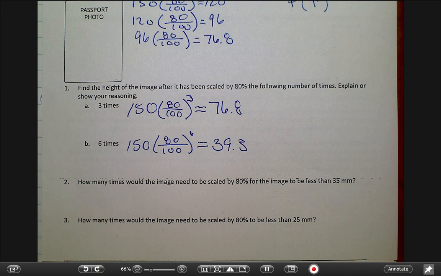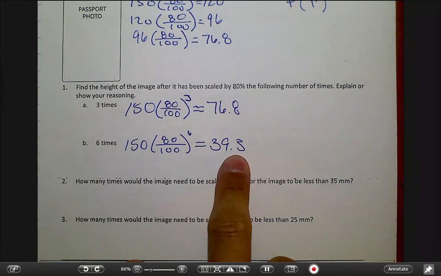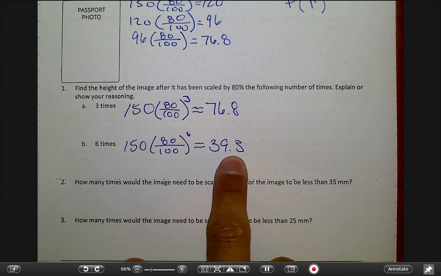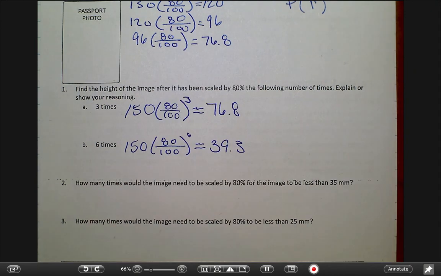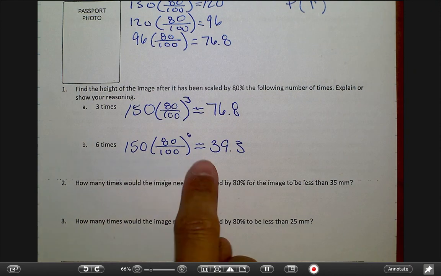How many times would the image need to be scaled by 80% for the image to be less than 35 and greater than 25? Let's figure that out. So for number 2 here, right here at 6 times, it's still not enough. So at 6 times here, it's not in between my 35 and 25. So I'm going to go one more time.